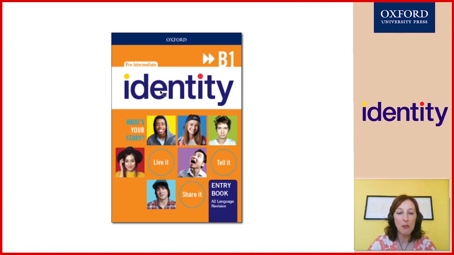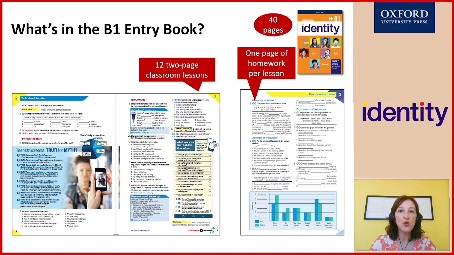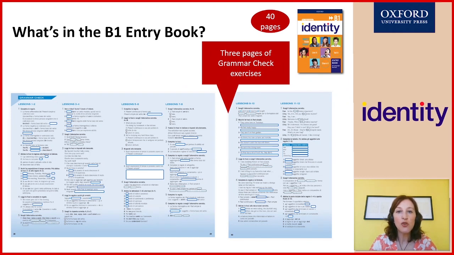The entry book is a component that is part of the student's pack, and it's a 40-page booklet that contains 12 two-page classroom lessons and 1 page of homework per lesson. There are also 3 pages of grammar check exercises so that students can practice the grammar as well.